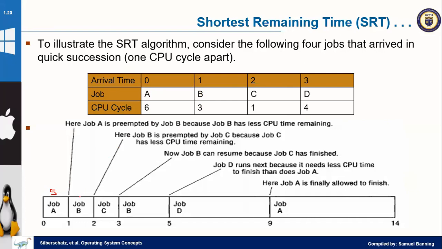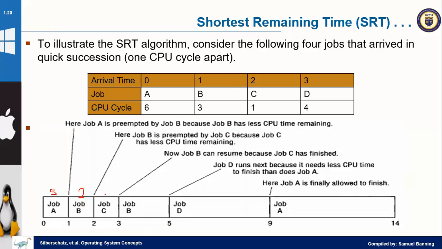Job B executes 1 CPU cycle, and at time 2, job C arrives. C has 1 CPU cycle. So at that time, let's calculate. A still has 5. B has executed 1, so it has 2. C arrives, it has 1. So now we have 1, 2, and 5. 1 is the least, or the shortest. So the CPU is given to job C.